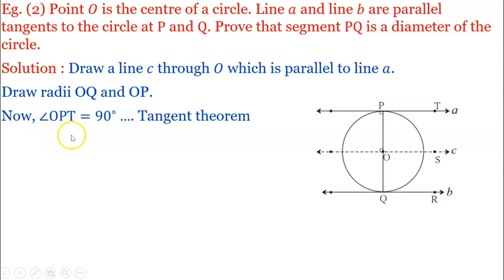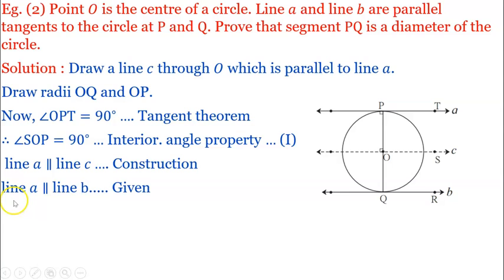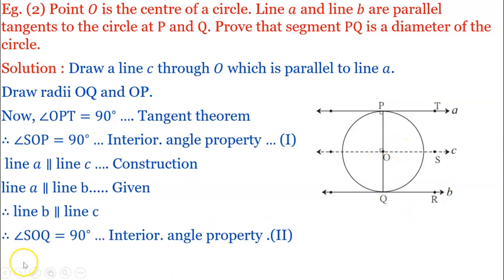Now the angle OPT is equal to 90 degrees, by the tangent theorem. Therefore the angle SOP is also 90 degrees, by the interior angle property. Now line A is parallel to line C, this is our construction. Line A is parallel to line B, this is given, and therefore line B is also parallel to line C. Now therefore angle SOQ is equal to 90 degrees, by the interior angle property.